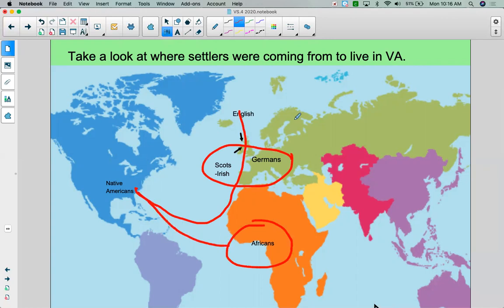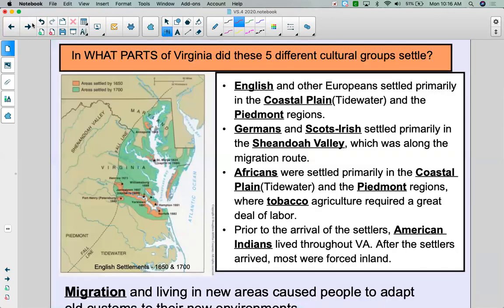Okay? So they're traveling long distances to get to Virginia, to North America. All right, get ready to fill in your note page, boys and girls. In what parts of Virginia did these 5 different culture groups settle? English and other Europeans settled primarily in the coastal plain Tidewater and Piedmont regions. Germans and Scots-Irish settled primarily in the Shenandoah Valley, which was along the migration route.